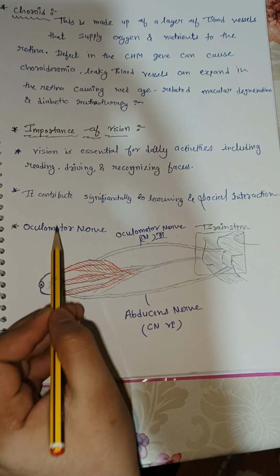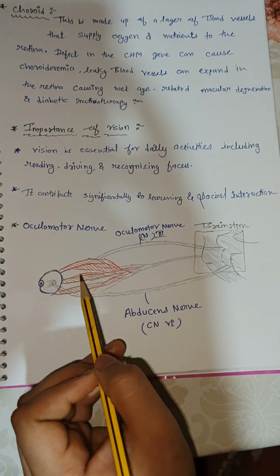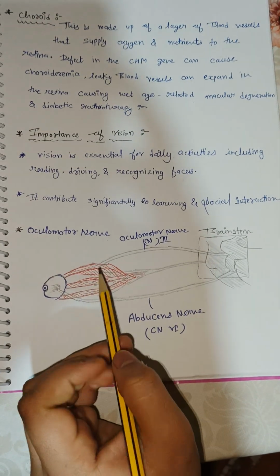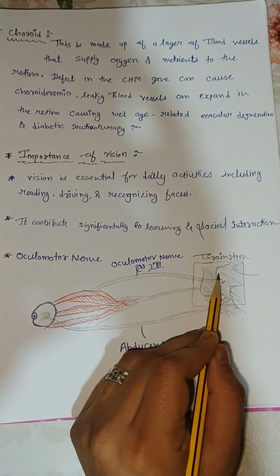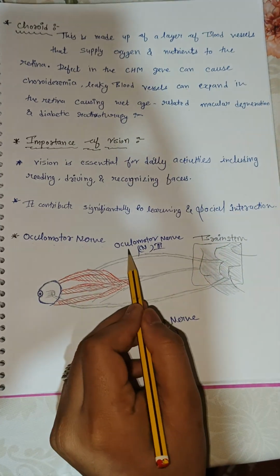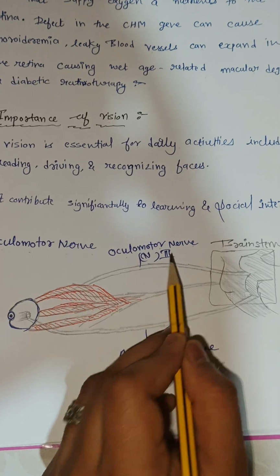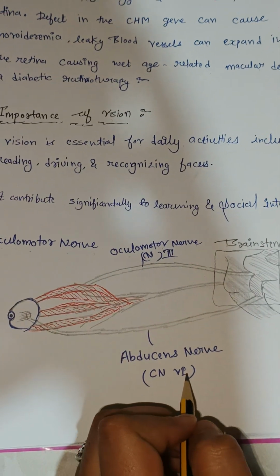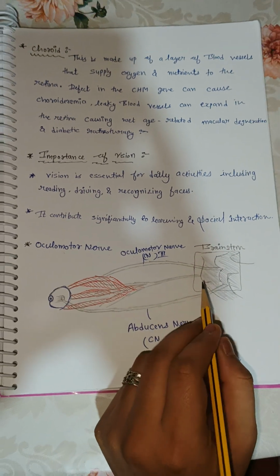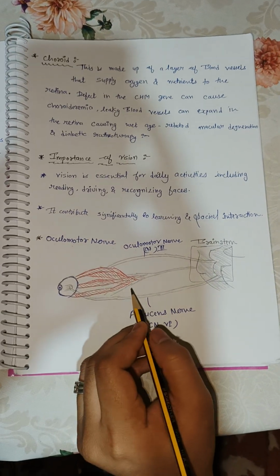Here is the outer view of the oculomotor nerve. Here we can see the nerves going from the eye to the brain stem, where the image is formed, like the oculomotor nerve, cranial nerve 3, and the abducens nerve, cranial nerve 6. They go to the brain, and there is information of the image by electrical signal.